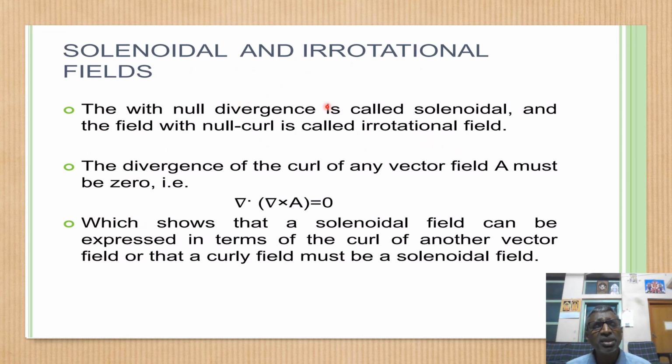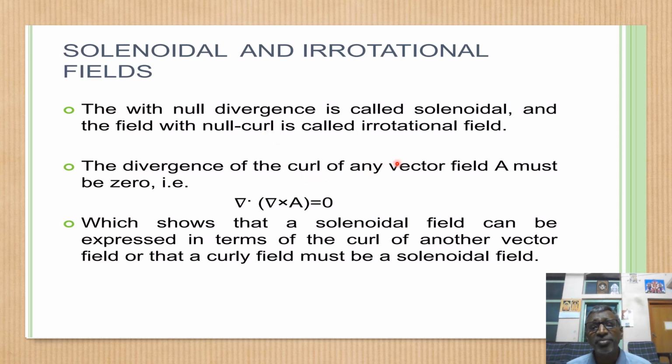Next, solenoidal and irrotational fields. Irrotational we have already discussed. Solenoidal means that if the divergence reduces to 0, then we call that kind of field solenoidal. A null divergence is called solenoidal. What does null divergence mean? Del dot phi is equal to 0, and therefore we say that it is solenoidal. If the divergence of a vector point function is 0, then we call it solenoidal.